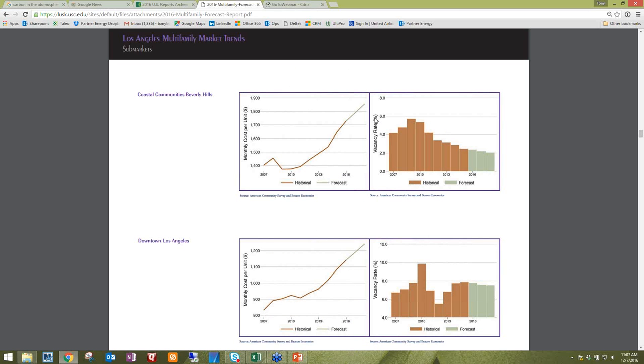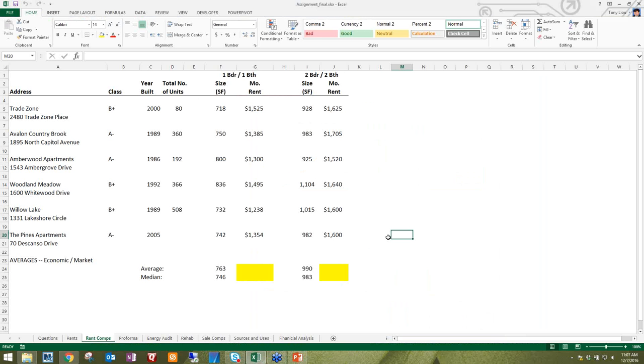So, oftentimes people in the real estate industry will look at these forecasts and plug in these numbers in order to understand what their return on investment is going to be. So let's go back to the homework assignment, and I'll review this now.